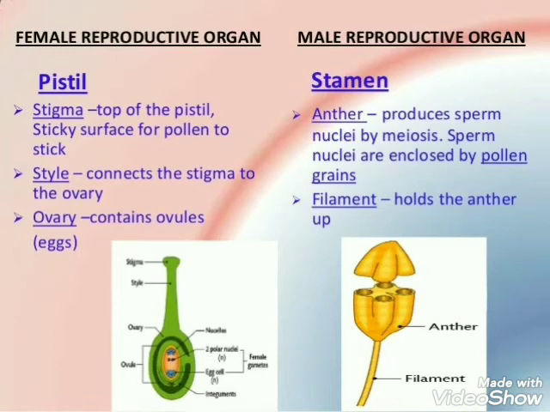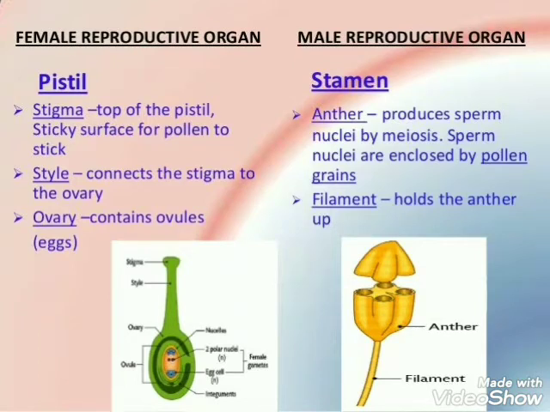Now, the female reproductive organ. The female reproductive organ of any flowering plant is known as pistil. It comprises 3 important parts: stigma, style and ovary. Stigma is present at the top of the pistil and has a sticky surface for the adhesion of pollen grains. Style is a tube-like structure which acts as a connecting link between stigma and ovary. Ovary is the basal swollen part which contains ovules.